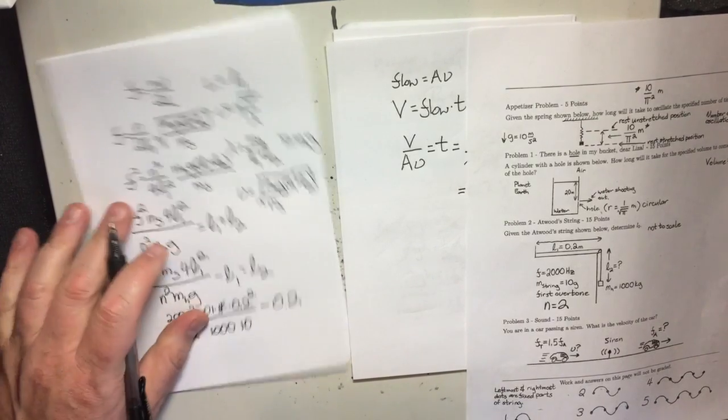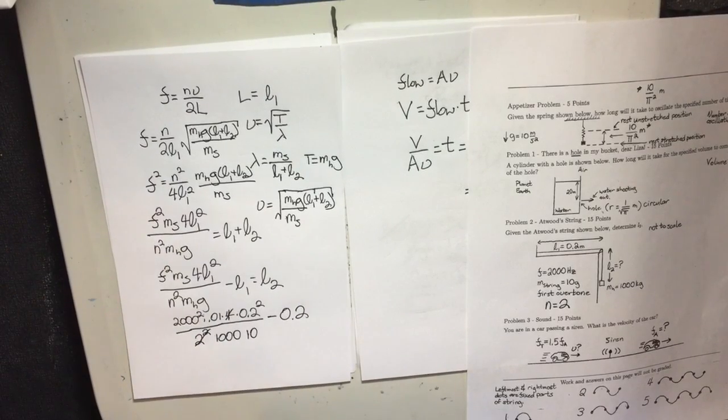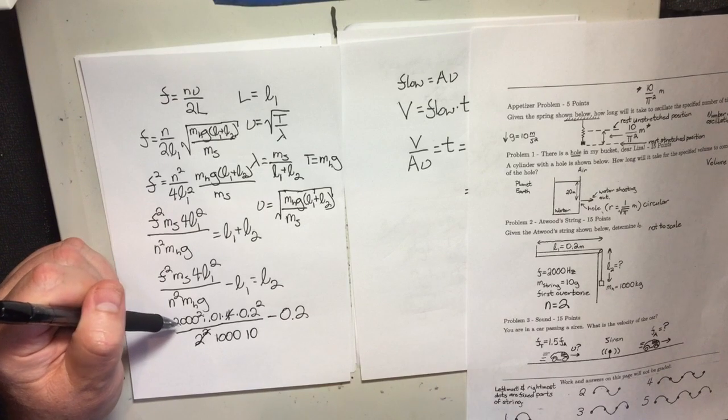That will cancel with that, so I'm not going to worry about it. So 2,000 squared times 0.01 times 0.2 squared divided by, and I think, see if I did the math right. There may have been a mistake in here.